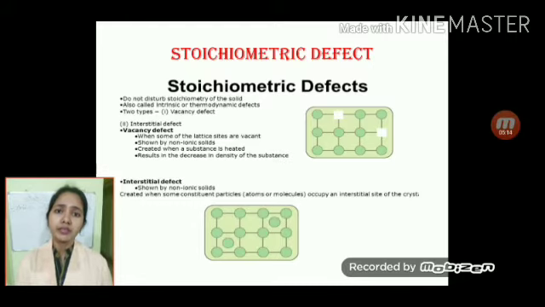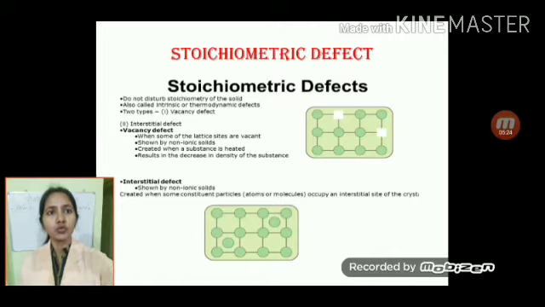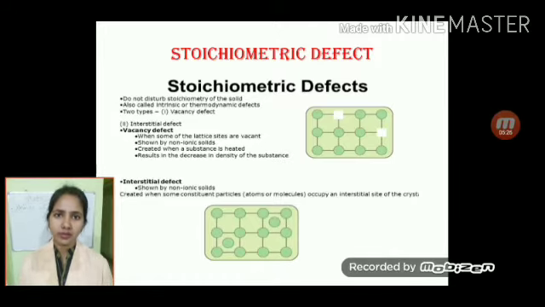Now the vacancy defect arises in the crystalline solid when there's a vacant space in the lattice point. You can see the two lattice points here remain vacant. It means that the two constituent particles from these particular lattice points have gone missing. So due to that, it creates a vacancy over there. So it is called vacancy defect.